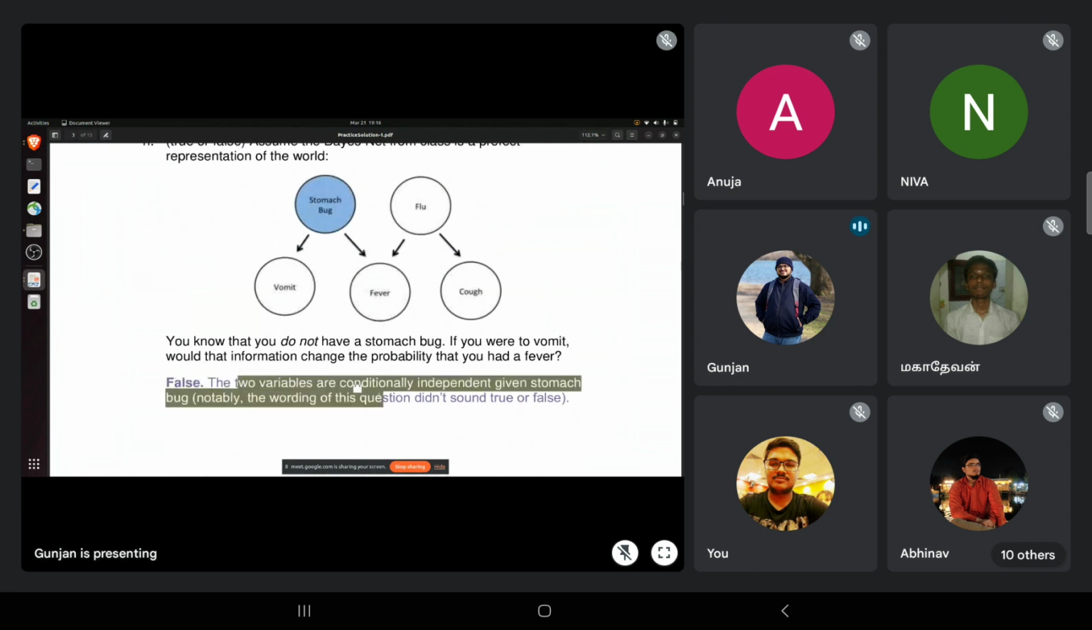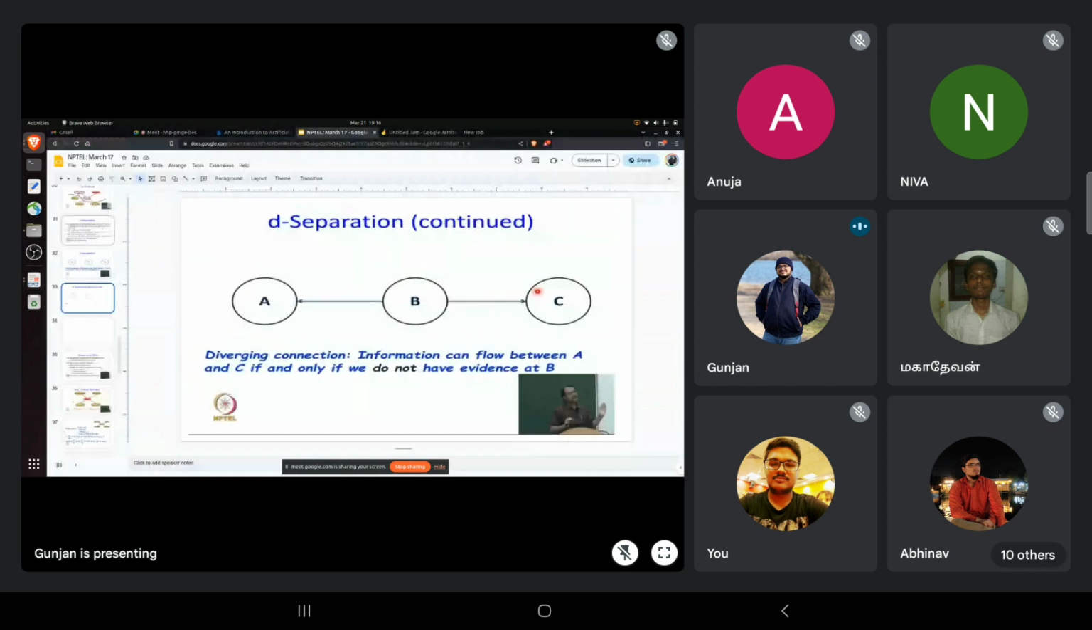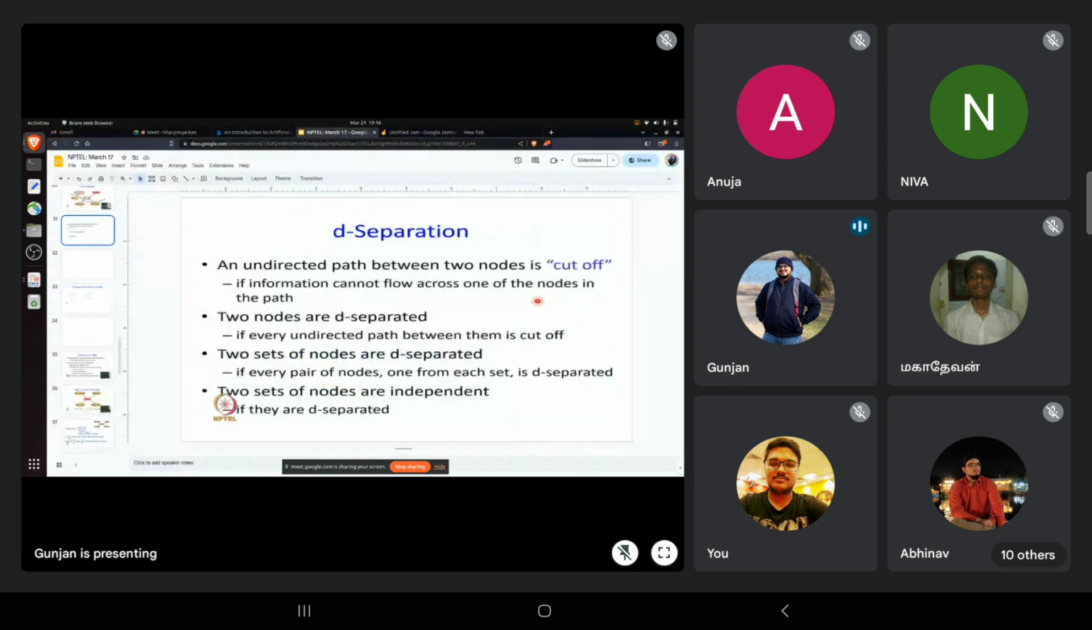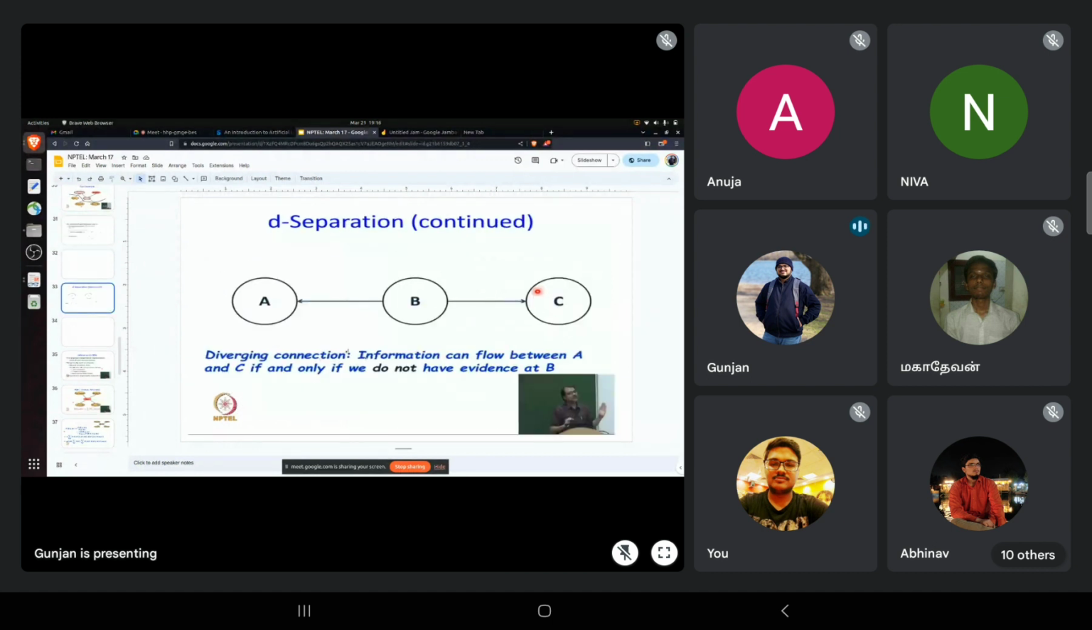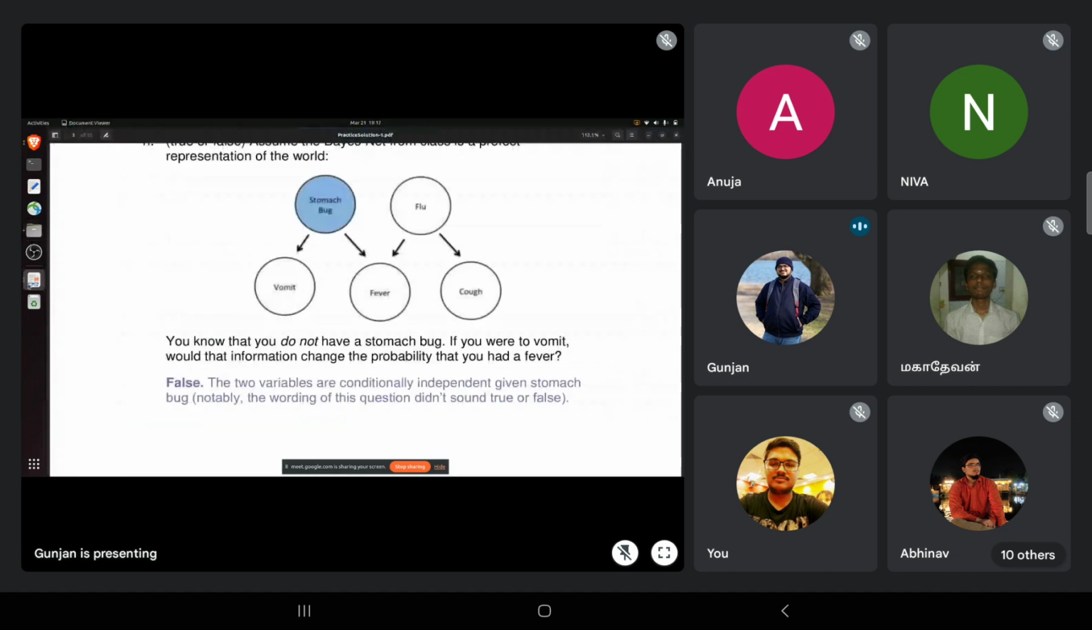And simply because the two variables are conditionally independent given stomach bug, which is because of the second variant of d-separation. What does the second variant say? Yeah, this one. It is a diverging connection. Information can flow between A and C if and only if we do not have any evidence at B. So if you clearly understand the criteria of d-separation, then you will have no problem identifying which variables are conditionally independent.